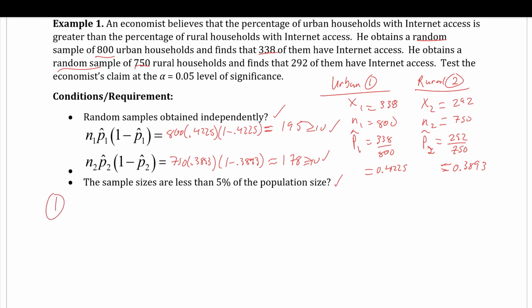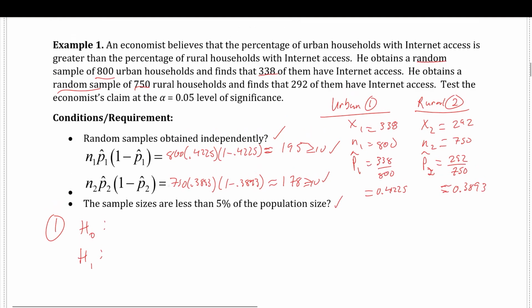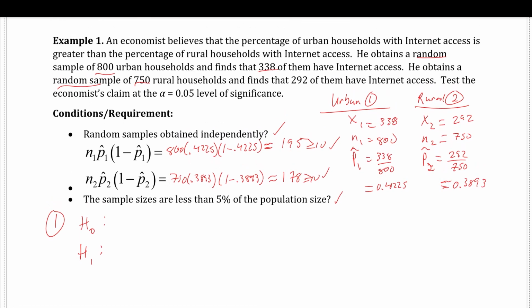All right, step 1. We have our hypothesis statements, null hypothesis and alternative. And we are talking about proportions, right? Let's go ahead and identify that claim statement. That's the only way you can really get through this first step. At the very end, it says, test the economist's claim. What was his claim? At the very top, it says that the economist believes that the percentage of urban households with internet access is greater than the percentage of rural households with internet access.